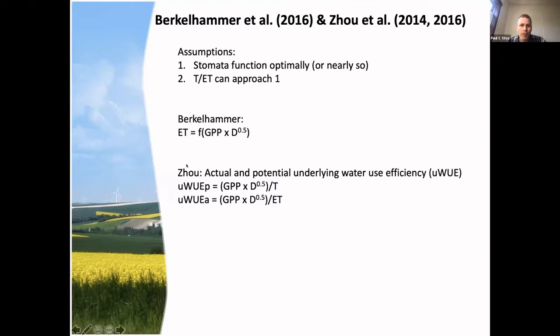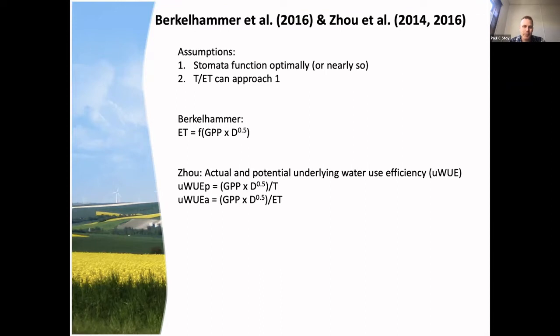So with Berkelhammer, right, they're assuming that evapotranspiration is a function of gross primary productivity times vapor pressure deficit raised to 0.5. And Zhou and colleagues are using this notion that there's an actual and potential underlying water use efficiency, uWUE, which is a function of GPP times vapor pressure deficit raised to 0.5, divided by either transpiration or evapotranspiration. The latter there being actually observed using eddy covariance. The other, if this ratio can approach one, can be inferred.